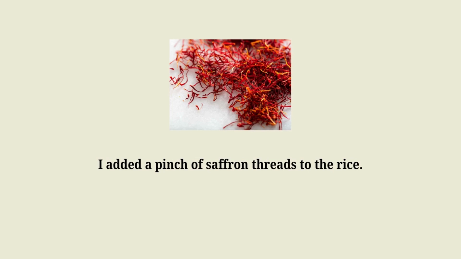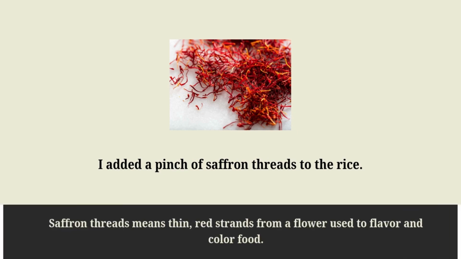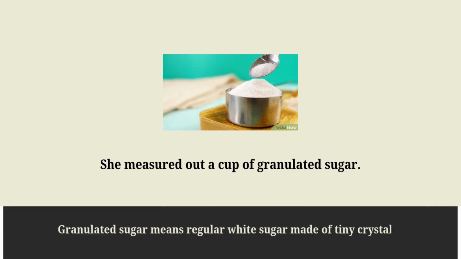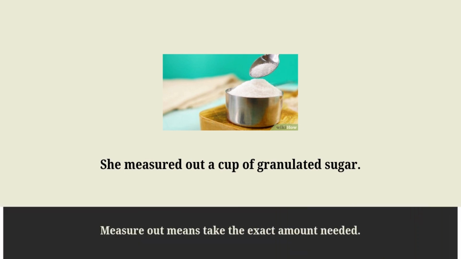I added a pinch of saffron threads to the rice. Pinch means a tiny bit you can hold between your fingers. And saffron threads means thin, red strands from a flower used to flavor and color food. She measured out a cup of granulated sugar. Granulated sugar means regular white sugar made of tiny crystals. And measure out means take the exact amount needed.